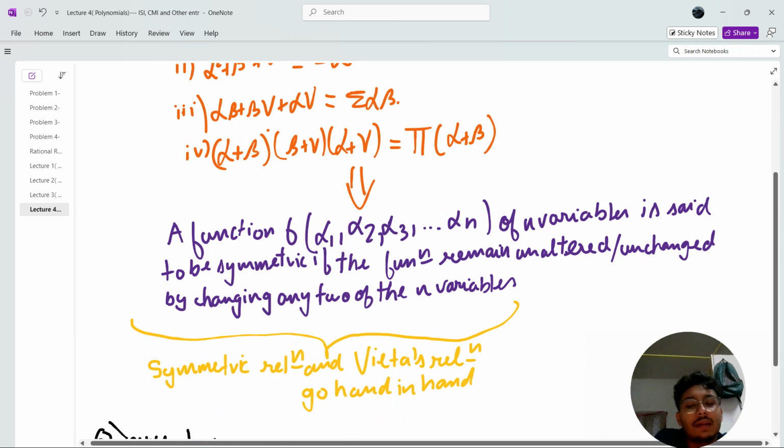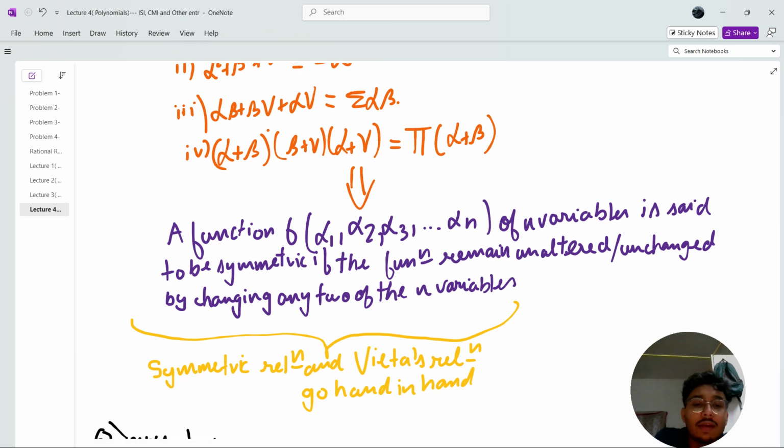So how do you define a symmetric relation? A function f of alpha 1, alpha 2, alpha 3 up till alpha n of n variables is said to be symmetric if the function remains unaltered or unchanged by changing any one of the n variables. That is, if you change any one of the n variables from alpha 1 all the way till alpha n, my result remains unchanged. That is, my function remains unchanged. That's what a symmetric relation is. Symmetric relations and Vieta's relations go hand in hand. Not tough to see why, since it's basically using the same notations as Vieta's relations.